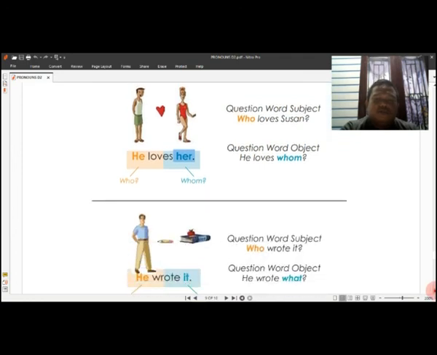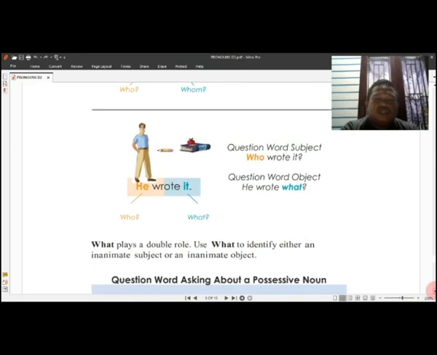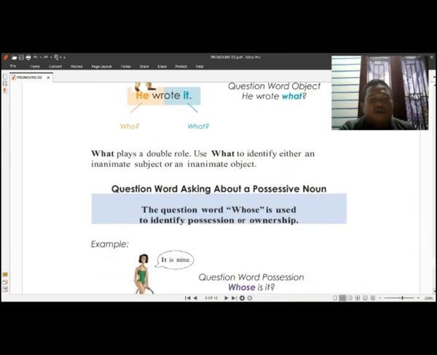so let's move to another. This is what I just explained. Yeah, he wrote what? He wrote it. It has no gender, feminine or masculine. It is neuter, so it becomes what. Okay, next we have question word asking about a possessive noun.